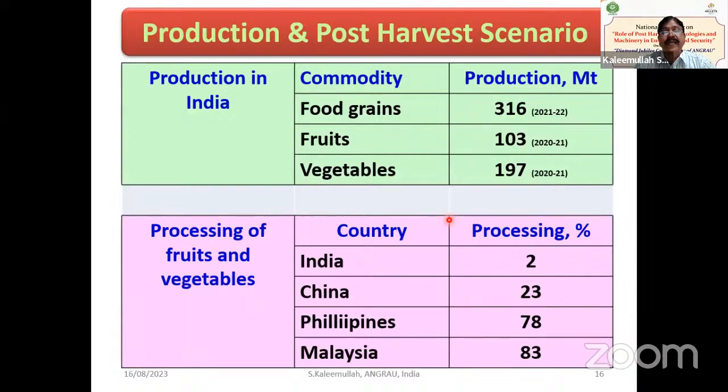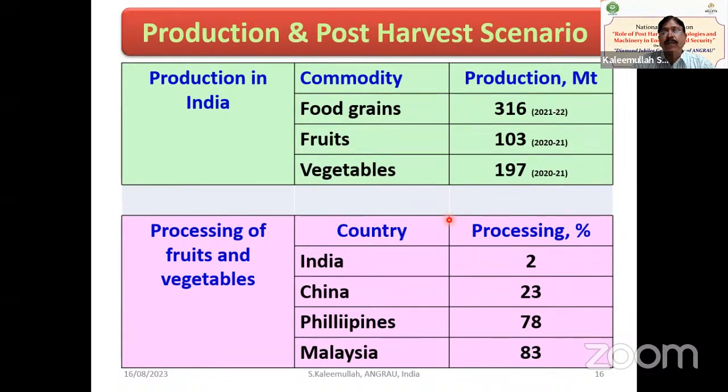Next, on the production side, if you see the production of grains, fruits and vegetables in India, the food grain production was 316 million tons during 2021-22. Fruits were 103 million tons, and vegetables were 197 million tons. Coming to the processing operations, in the Philippines and Malaysia, most of the fruits and vegetables are processed, nearly 78 to 83%. But in India, we are processing only 20%.